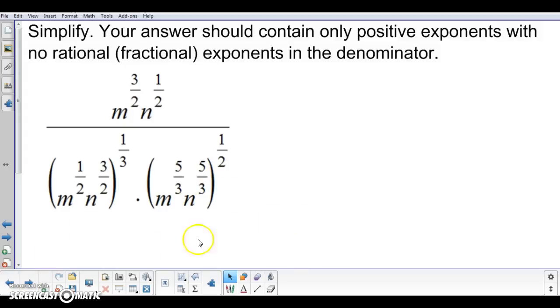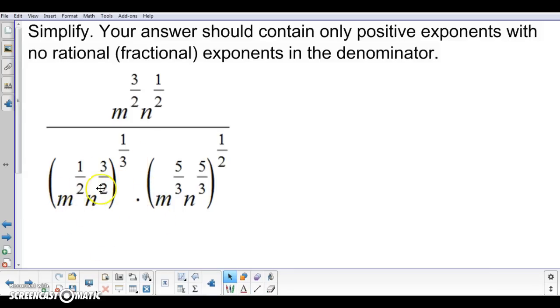Alright, in this video we're going to simplify another expression involving rational exponents. This one happens to have a quotient of powers going on and more than one variable. So as we simplify, your answer should contain only positive exponents with no rational, meaning fractional, exponents in the denominator. Let's begin. First, I'll take a look at the denominator and take it a piece at a time.